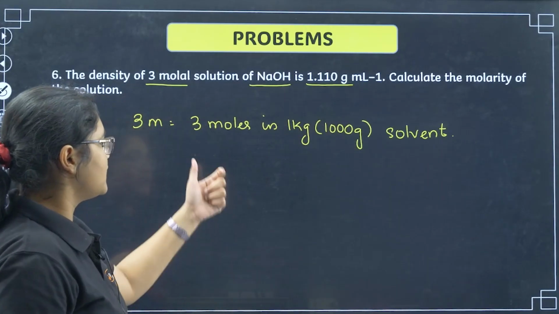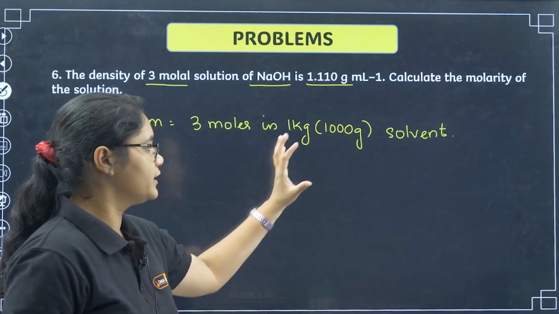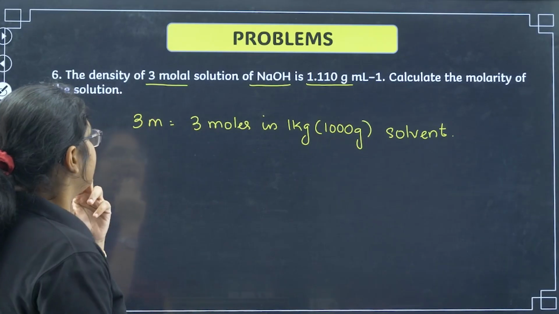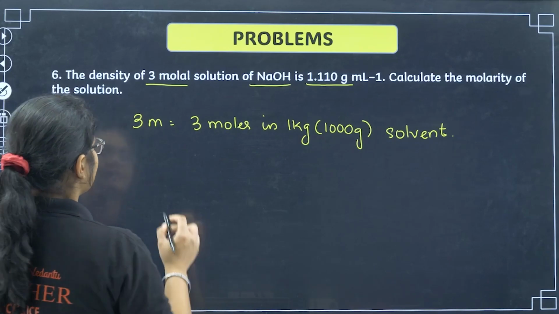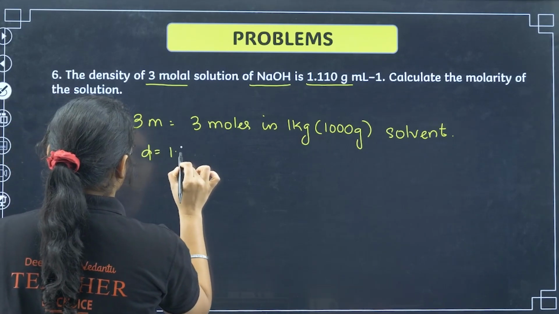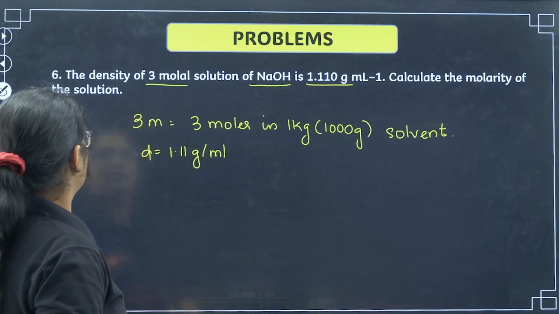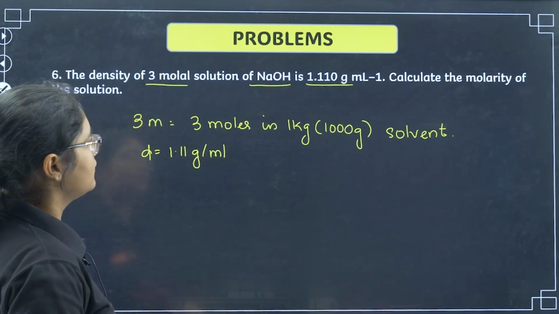Right, this is the number of moles of the solute in 1 kg or 1000 gram solvent. Clear this one? Next, what we have is density. Density is equal to 1.11 gram per ml. Then you have to calculate molarity.